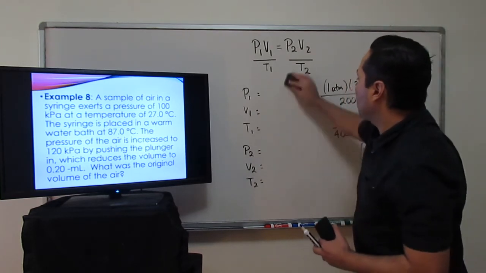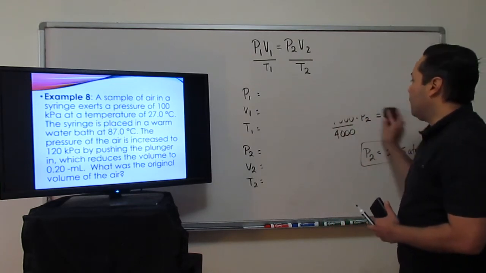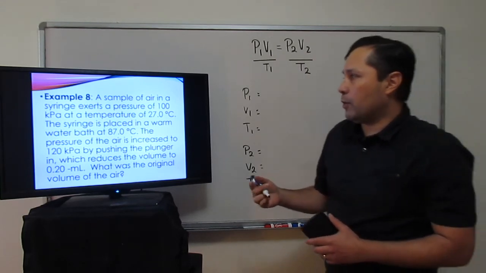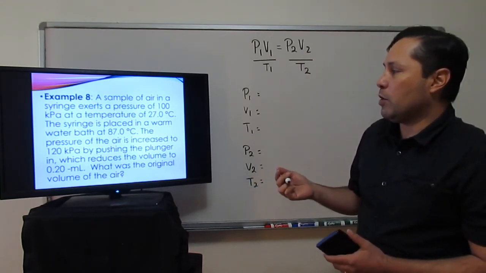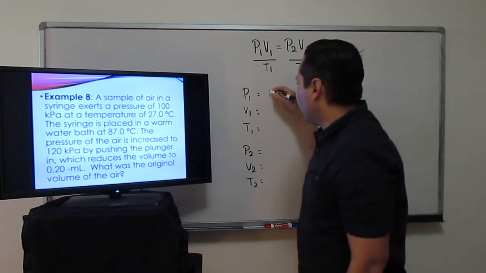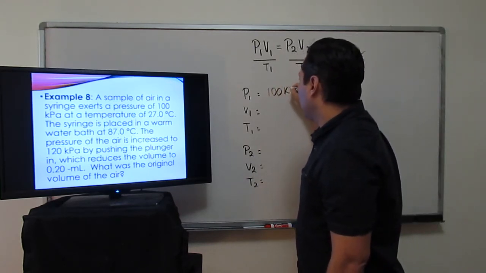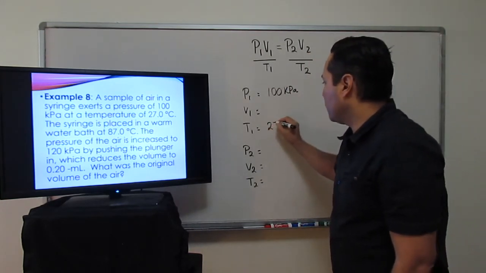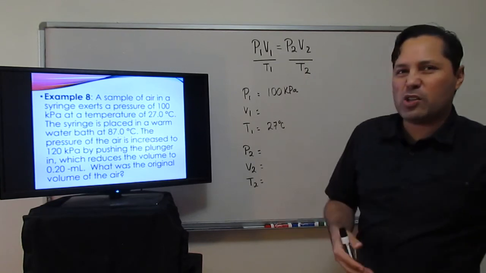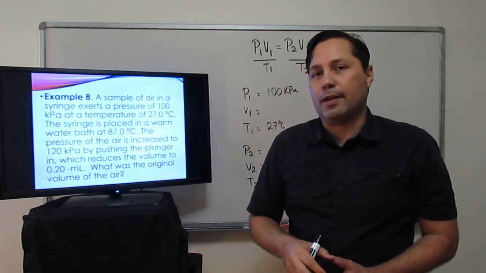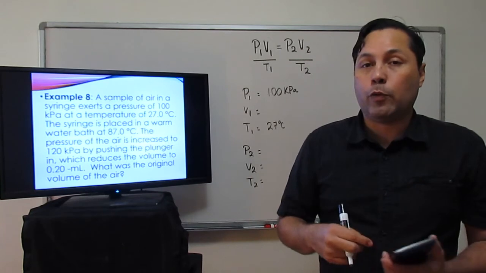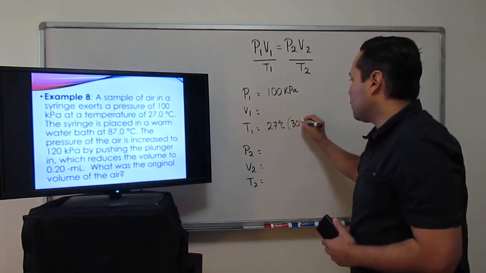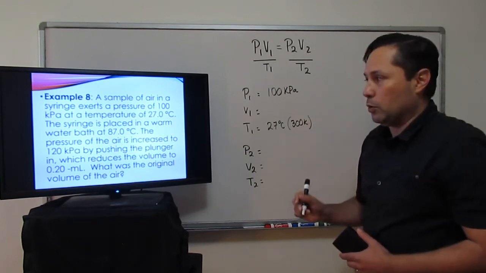Alright, so this time, going a little bit backwards, we're going to be solving for V1. So let's get all of our initial information. It says it was 100 kPa for our original pressure at a temperature of 27 degrees Celsius. Of course, we're not going to use that value, because it's in Celsius. We need it in Kelvin. So to change it from Celsius to Kelvin, we add 273. So 27 plus 273 gives us 300 Kelvin. That's the temperature we will use.